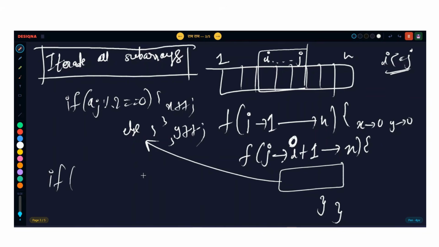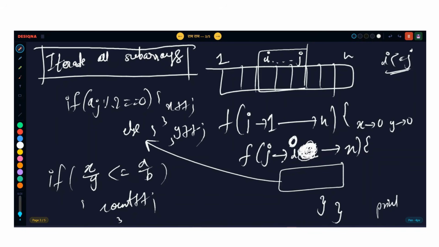Then what condition will I write? If x by y, currently x by y is nothing but the count of x and count of y from the subarray from i to j, because j is going ahead. Okay, sorry, j does not start at i plus 1, j starts at i only. So if x by y is less than equal to a by b, then what will you do? Count plus plus. So two nested for loops, this is the code in that. So n square, right? And you will print count in the end.